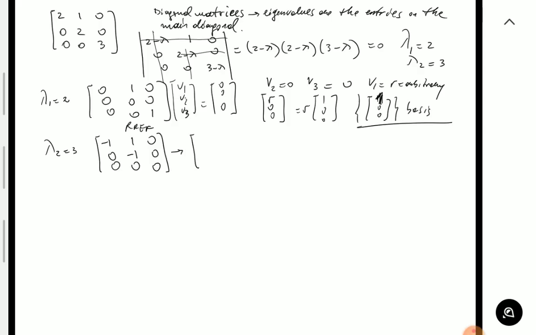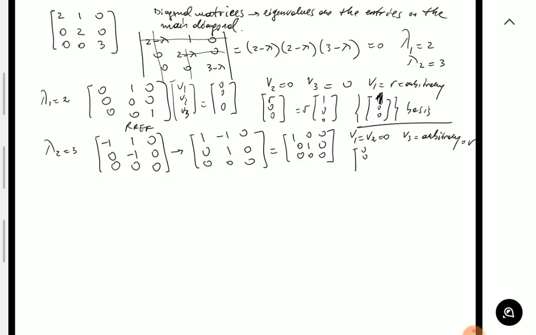Let's do the reduced row echelon form. 1, minus 1, 0. We just multiply by negative 1. And then add row 2 to row 1. I could have done this in one step, actually. Again, we have 2 pivot columns corresponding to v1 and v2. So v1 equals v2 equals 0, and this time v3 is arbitrary. Again, let's call it r.